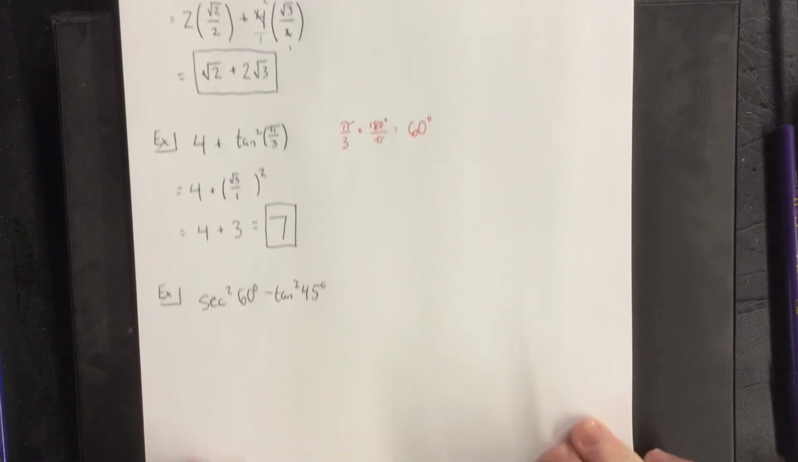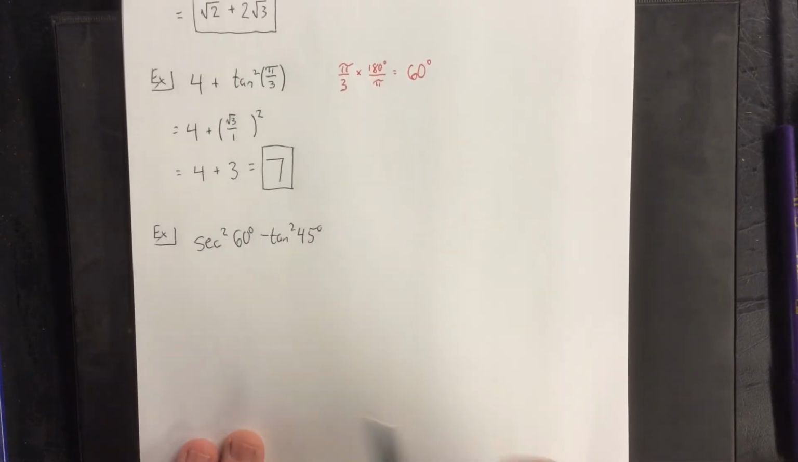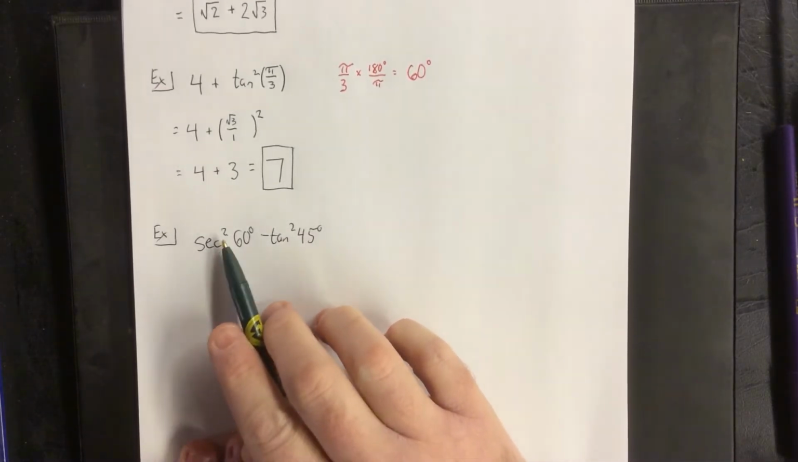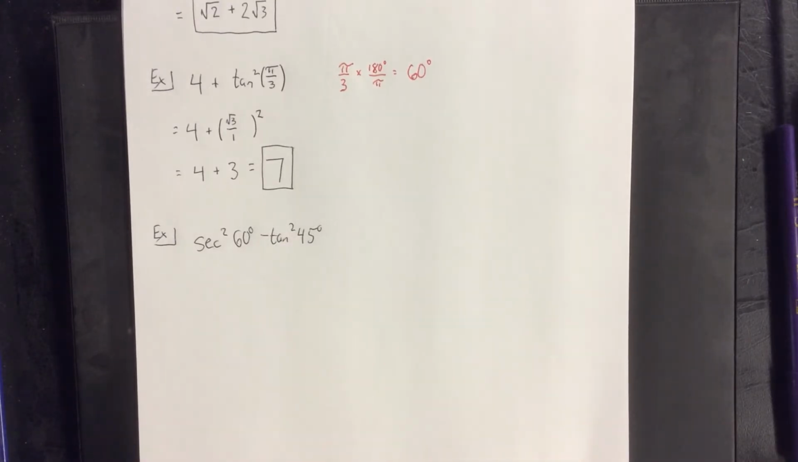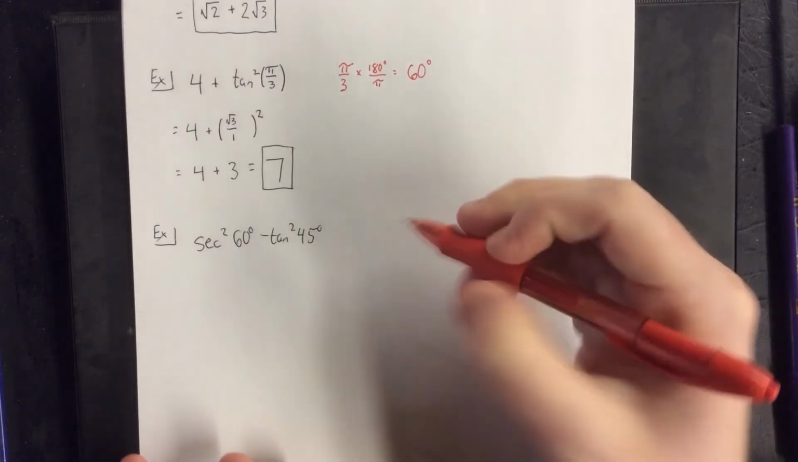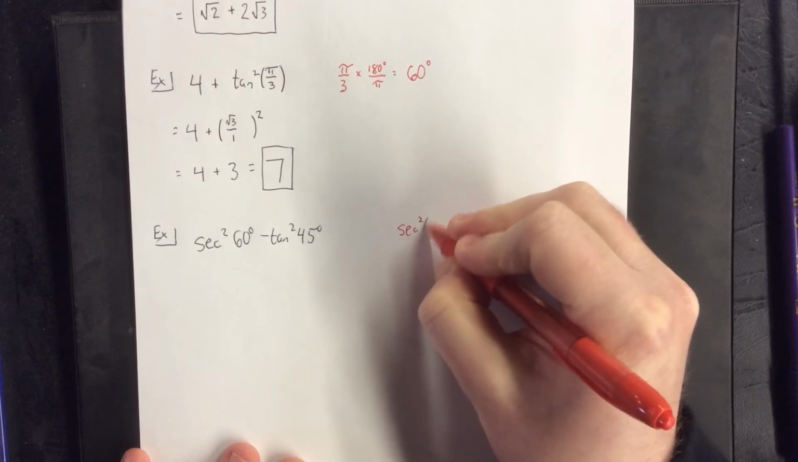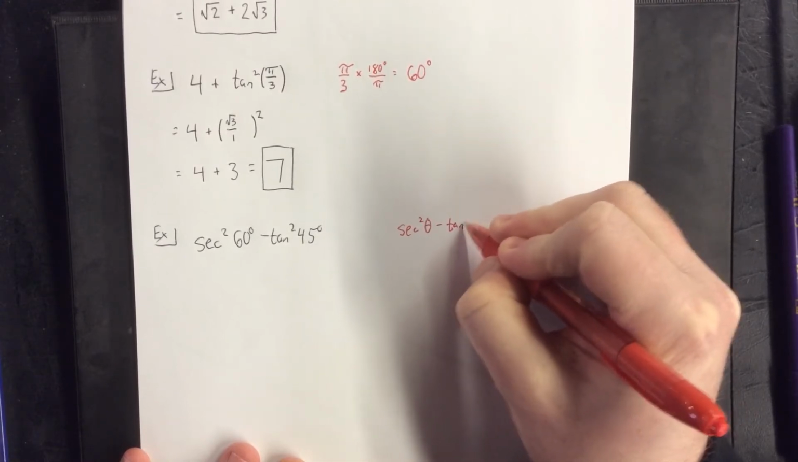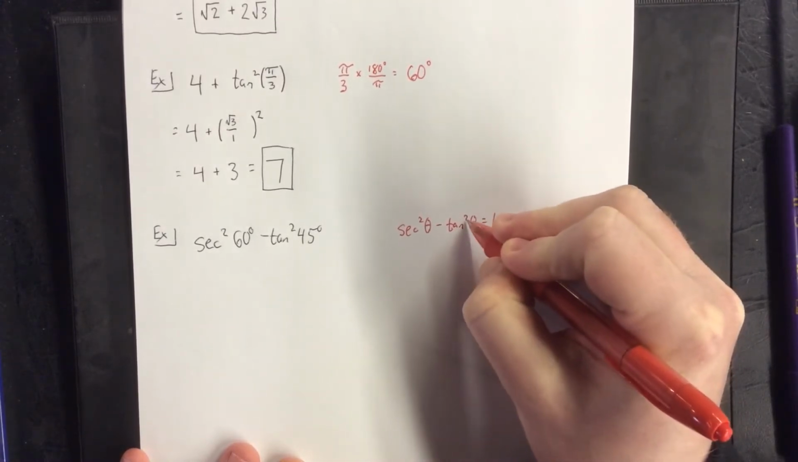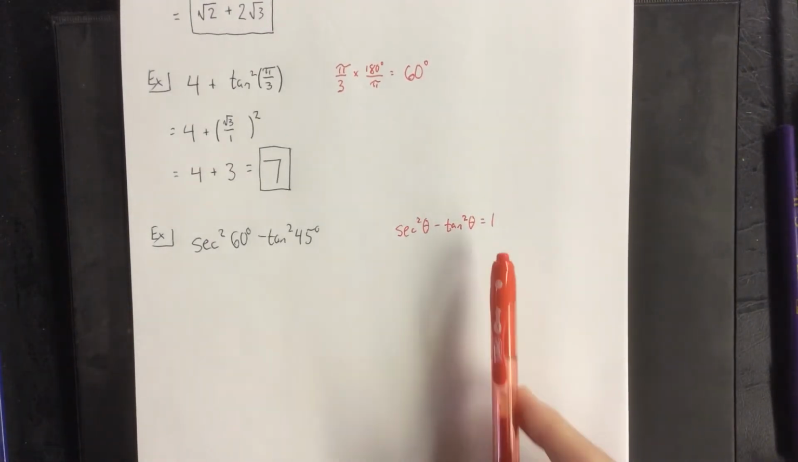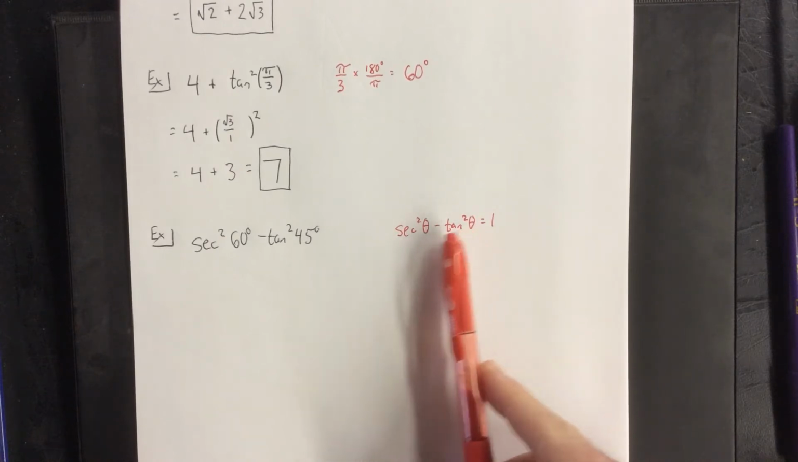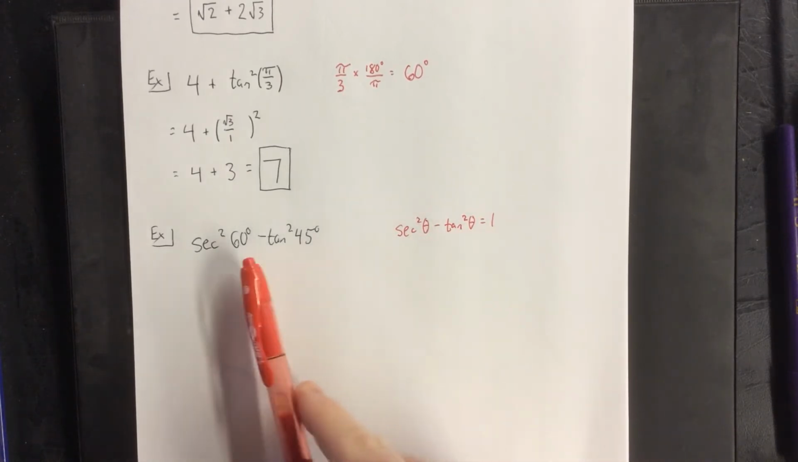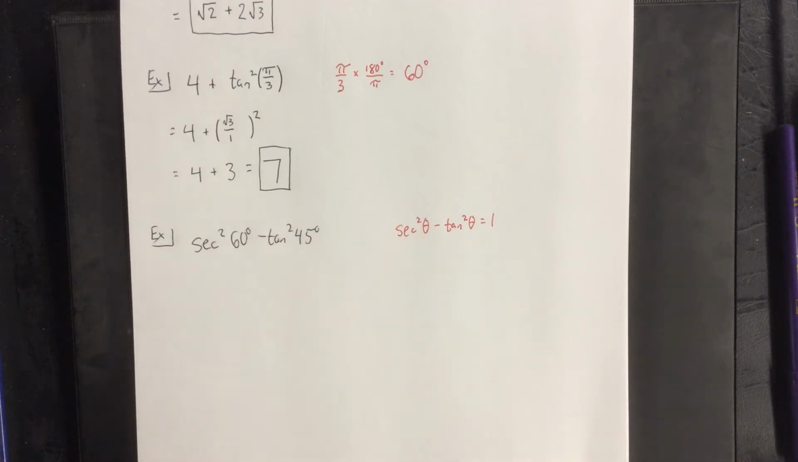Now for the next example, there is a bit of a pitfall on this one. We're told the secant squared of 60 degrees minus the tangent squared of 45 degrees. This looks very, very similar to a Pythagorean identity. Pythagorean identity states that if you have the secant squared of theta minus the tangent squared of theta, that's going to be equal to 1. This is not the case in this problem. Why is that? Because this one requires that these two angles be equal to each other, and these two angles are not equal to each other.